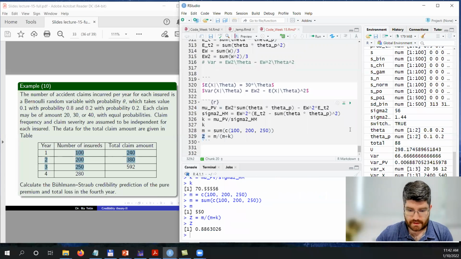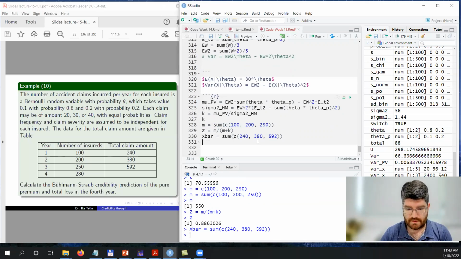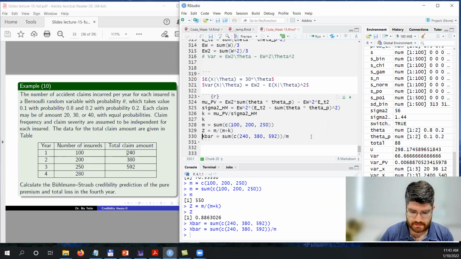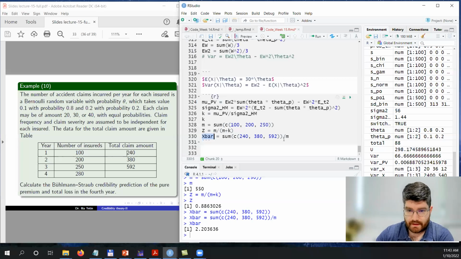And finally, we can find the X bar. This is total claim amounts, 240, 380, and 592. This is X bar divided by M. I always forget divided by M. So X bar is 2.2. Then mu x, and that's it. That's what we were looking at.